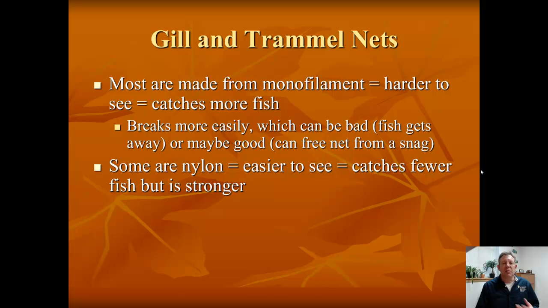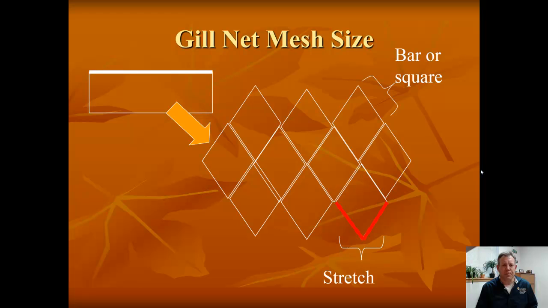Older nets, or some different kinds of nets, are made of nylon. Nylon, just very thin string. And so this is much stronger than monofilament, but it's also much easier to see, and the fish tend to avoid these kind of nets. And so that's why most of your gill nets are made from monofilament.